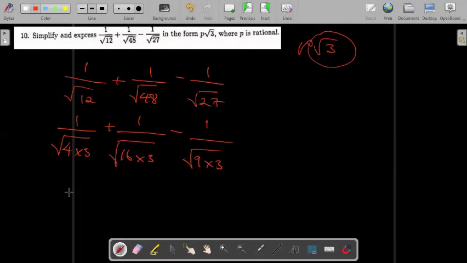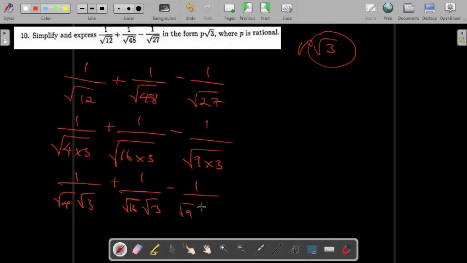Just say 1 over, so my root here, I can separate these because it's multiplying. So if I say root 4 multiplied by root 3, it's going to be the same as whatever this is. Then I have plus 1 over root 16 multiplied by square root of 3, and there's a minus sign there, so minus 1 over square root of 9 multiplied by square root of 3. And this is going to be equal to, so now we can simplify that.